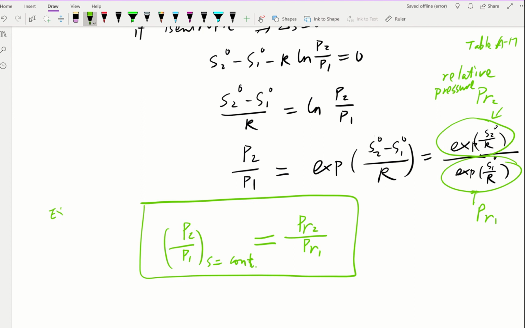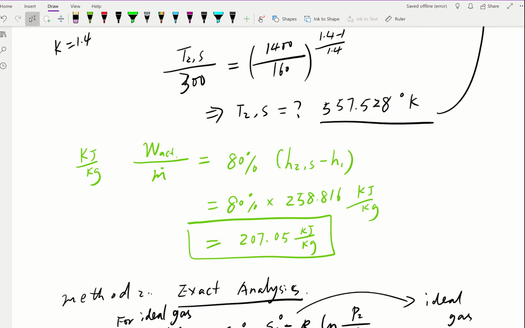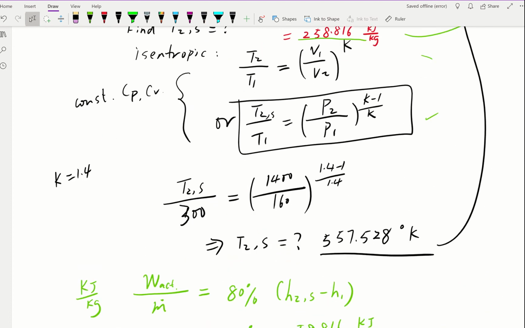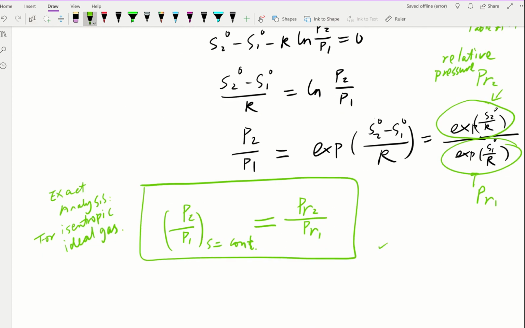That is the exact analysis for isentropic ideal gas. So that's another equation you could use. That's going to be a good supplement to those two equations you had before. That's approximate, and here it's going to be your exact analysis.